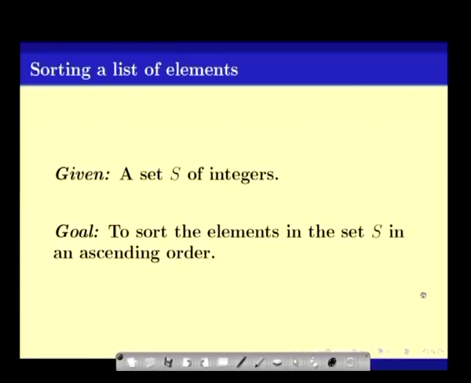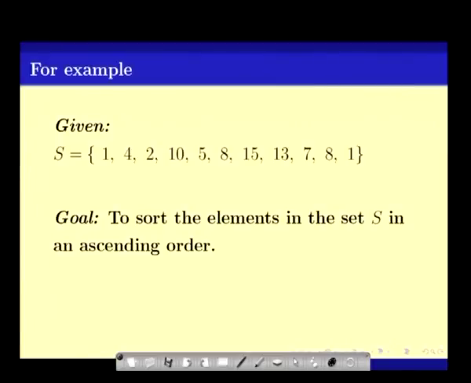To start with, the problem at hand is that we have been given a set S of integers, and we want to output a sorted list of the elements in this set S. For example, if the set S is something like this, which is 1, 4, 2, 10, 5, 8, 15, 13, 7, 8 and 1, it is a set of integers which are not sorted in any way, and we want to sort it in ascending order. So, we want to output something like this, which is 1, 1, 2, 4, 5, 7, 8, 8, 10, 13, 15. Note that this is a sorted list.